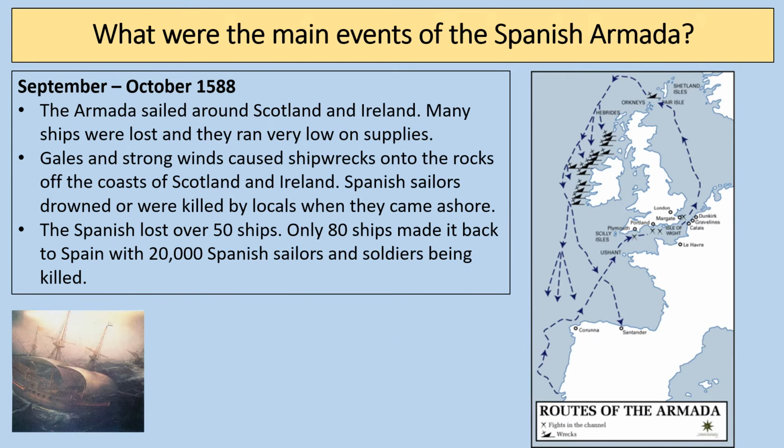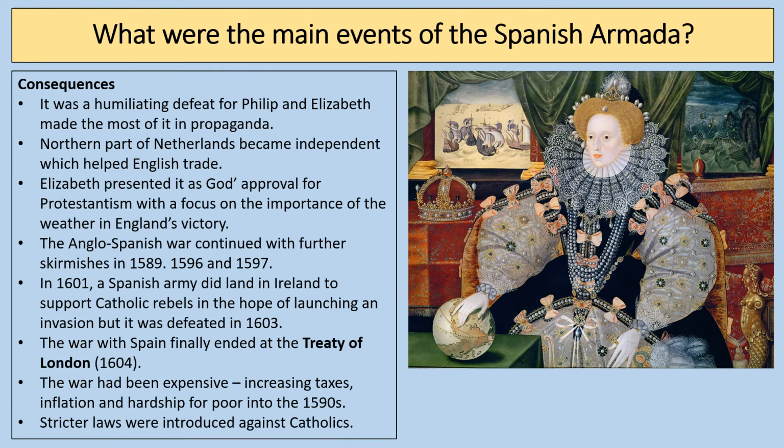So you can see there the map. The Armada, September to October 1588, sailed around Scotland and Ireland. The weather played havoc with them. Gales and strong winds caused lots of shipwrecks. The Spanish lost a further 50 ships, so only about 80 ships made it back to Spain, with about 20,000 Spanish sailors and soldiers being killed.